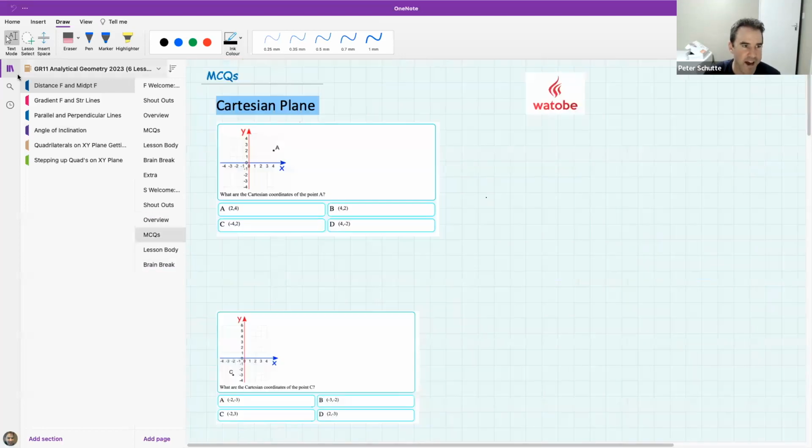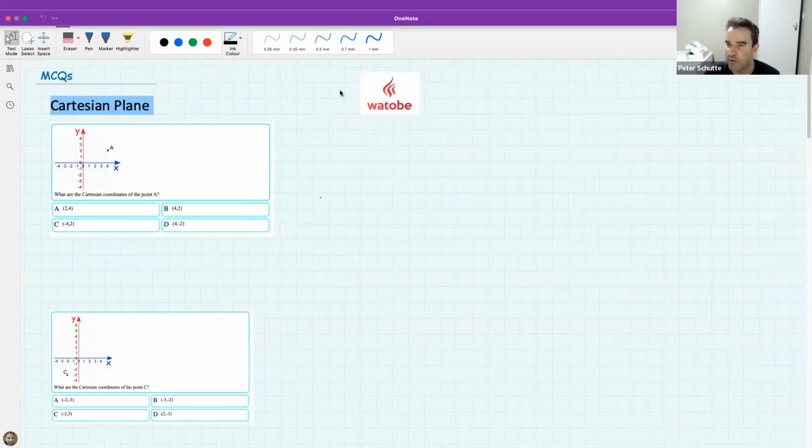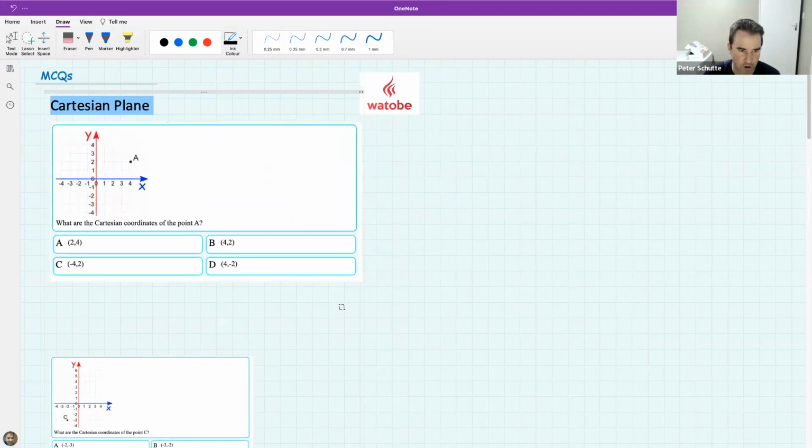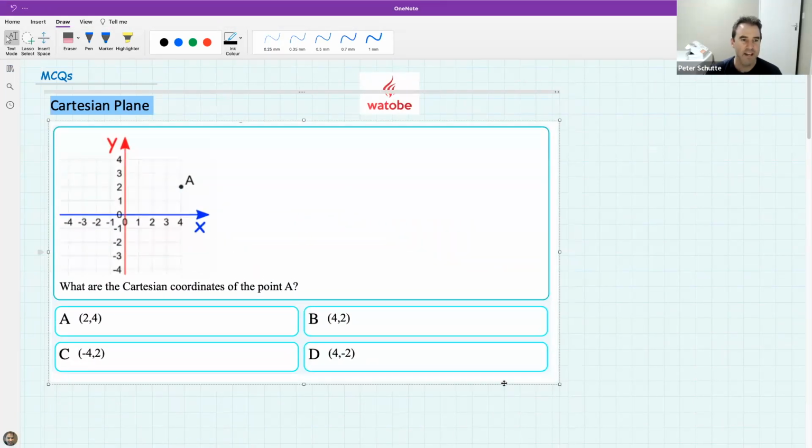Okay, let's go back and start doing some revision here of what we've done tonight. So first of all, tell me what are the Cartesian coordinates of the point A? Give me an answer for this multiple choice question.